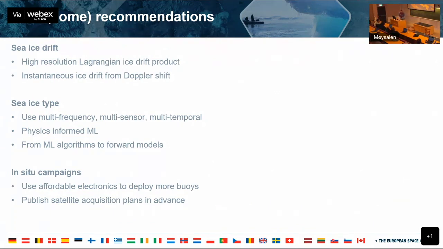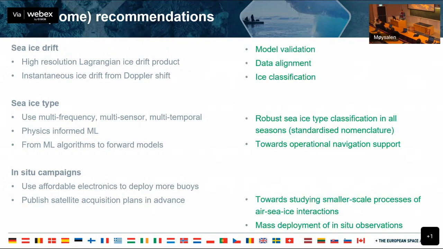That should be backed up by in situ campaigns. And as there are more and more different electronic components that are really cheap, we should deploy more buoys that can measure more things. And a recommendation for space agencies is to publish satellite acquisition plans in advance, so that in situ campaigns can be dedicated and done simultaneously with observations. So these are all recommendations for development of methodologies, and these are the recommendations for how it can be applied.